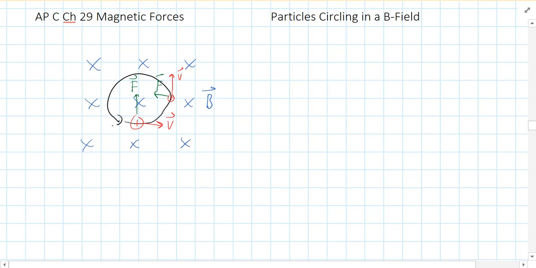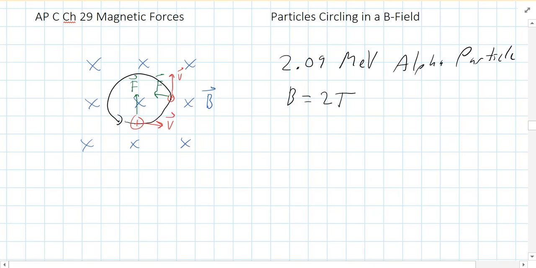Now, some information about the particle. Let's say that this particle is a 2.09 mega electron volt alpha particle. And let's say the magnetic field strength is 2 Tesla. Oh, sorry about that. 2 Tesla. Okay. We are going to calculate all kinds of stuff about the path of this little alpha particle.